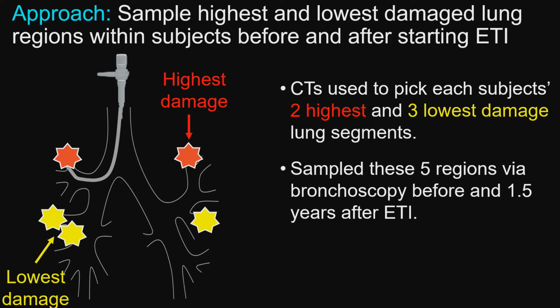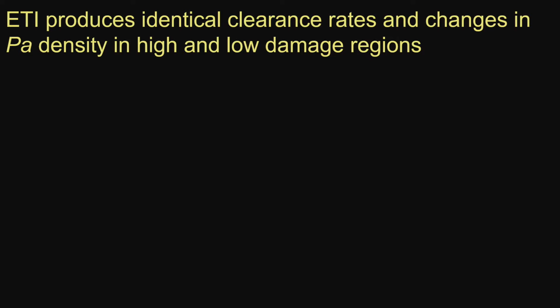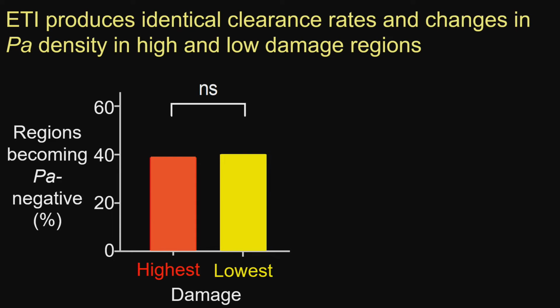We did that before ETI, and we went back to those very same regions 1.5 years after the subjects had taken ETI. Note this is a pretty small study. We were only able to enroll 9 subjects because of the pandemic, but it was still quite informative. What we found was that ETI produces identical clearance rates and identical changes in PA density in both the very highest and the very lowest disease regions of each subject's lung.